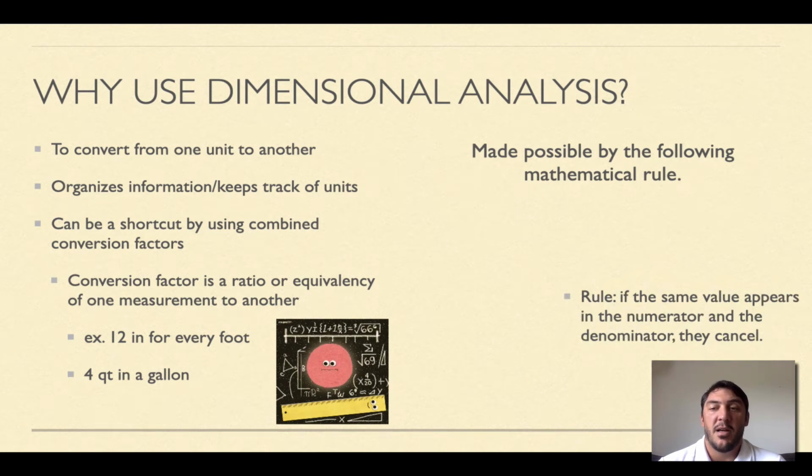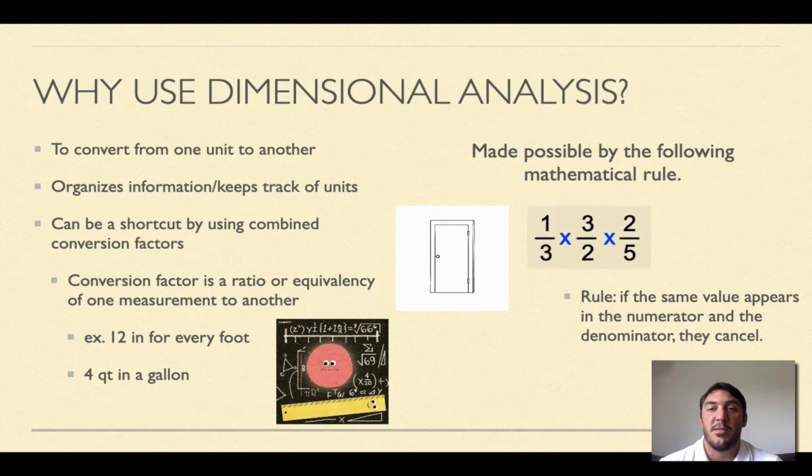If the same value appears in the numerator of a fraction and in the denominator of a fraction, they cancel. If it's in the numerator, it usually means multiply by, and if it's in the denominator, the bottom, it means divide by. So it's kind of like opening and closing a door. If I open the door and close the door, it's almost like I never even touched the door because it's back to its original position.